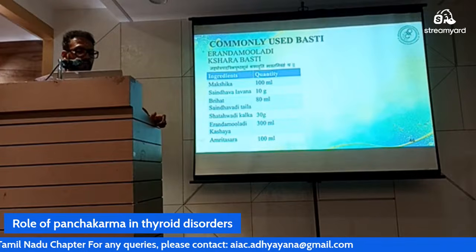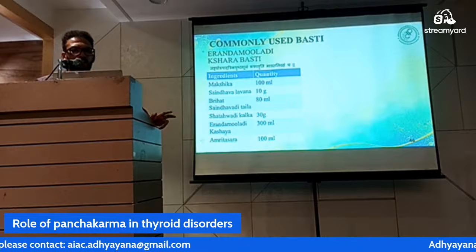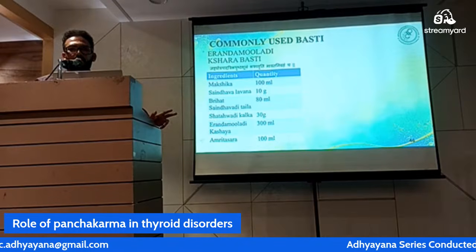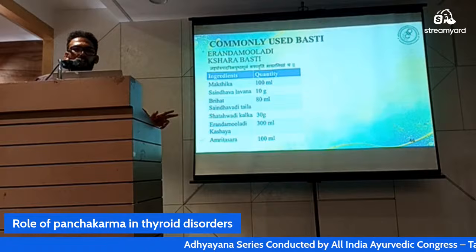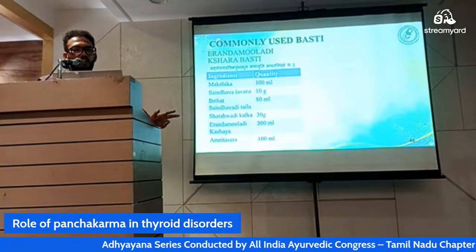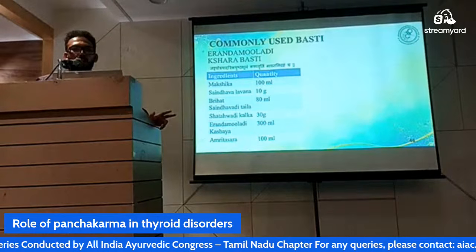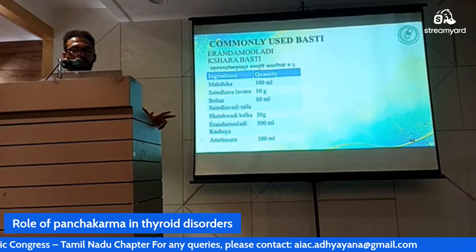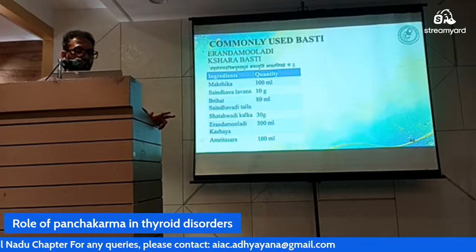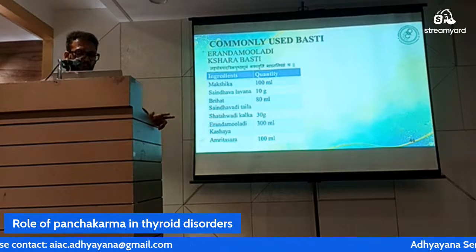Kaphavrata Vata conditions is where we have to go for Eranamoladi Sharabasti. Makshika 100 ml, Saindhavalavana 10 gram, Brihat Saindhavadi Taila which you can go for 80 ml. The amount of Sneha or the selection of Sneha completely changes. When there is a case of sciatica, then we go for Sahacharadi. When there is a case of Gulma, then we can go for Gulma Taila, or even in cases of renal stones, we can go for Varunadi Ghrita. So the Sneha usually changes based on the yukti of the physician.